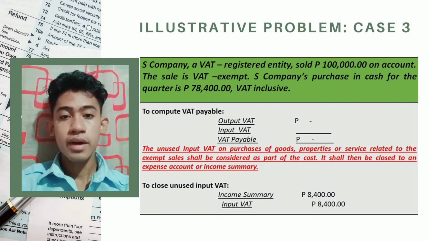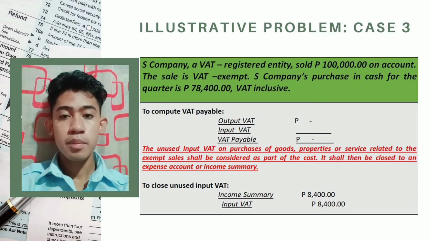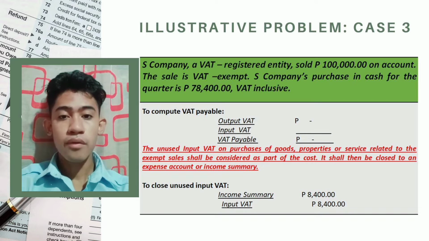Now to compute the VAT payable, the difference of a VAT exempt sale from a zero rated sale is that we cannot claim input VAT for related purchases for such a sale, so there will be no VAT payable nor creditable input VAT. Now take note that unused input VAT on purchases of goods, properties, or services related to the exempt sales shall be considered as part of the cost. It shall then be closed to an expense account or income summary.